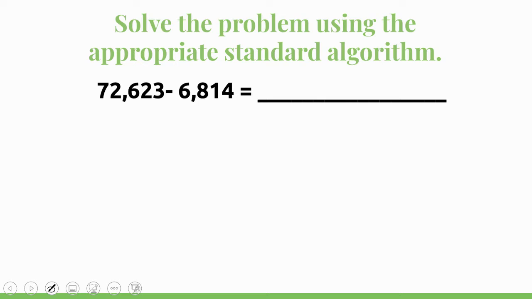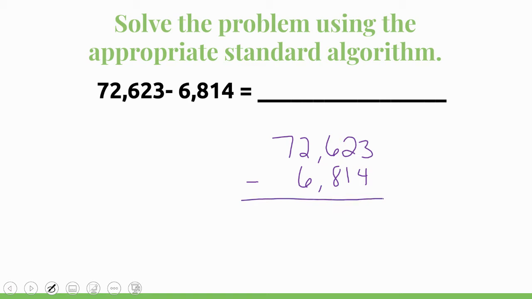Alright, here is our next one. You're going to again solve the problem using the appropriate algorithm. We have 72,623, take away 6,814. Go ahead and give that a go. Alright, I have 72,623, take away 6,814. 3 take away 4, not going to happen. I can't give you 4 cookies if I only have 3.